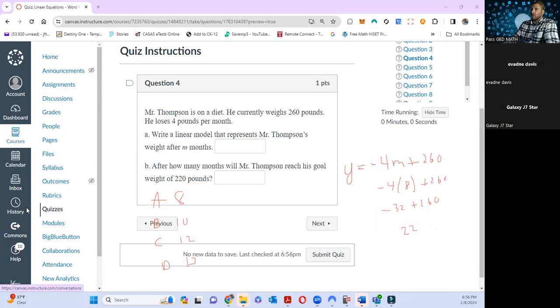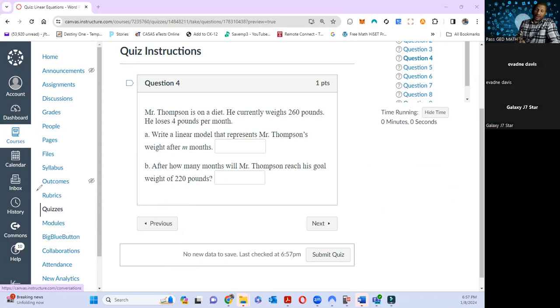Okay. So second multiple choice. 10 months: minus 4 times 10, because m stands for the number of months, plus 260. Minus 40 plus 260 is 220. Ding, ding, ding. Answer done. That's without doing any algebra. But you have to know how to set that linear equation up. Because if you know how to do that, then you can use the multiple choice to get your answer.